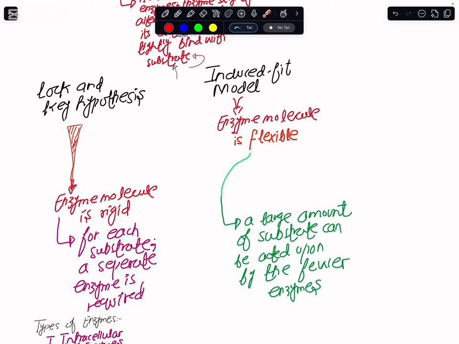So I hope you are clear with the general mechanisms of the enzyme's activity, the two hypotheses in terms of the lock and key hypothesis and the induced fit model.